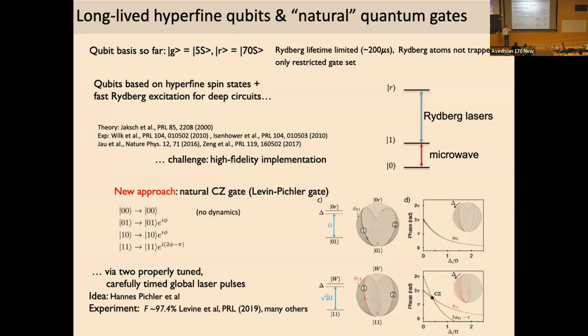One important ingredient here is that in this approach, both atoms are excited at the same time. And we looked in the past for a single pulse and we were not able to find it. These are all two pulses. By now, with optimal control techniques, you can actually find it.